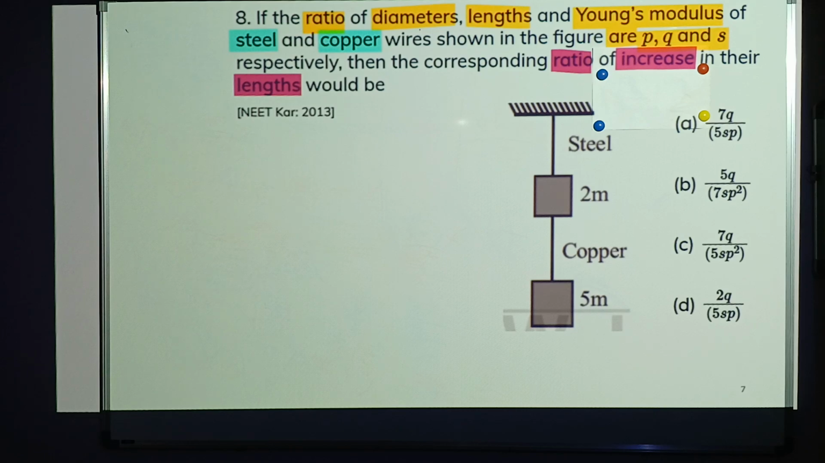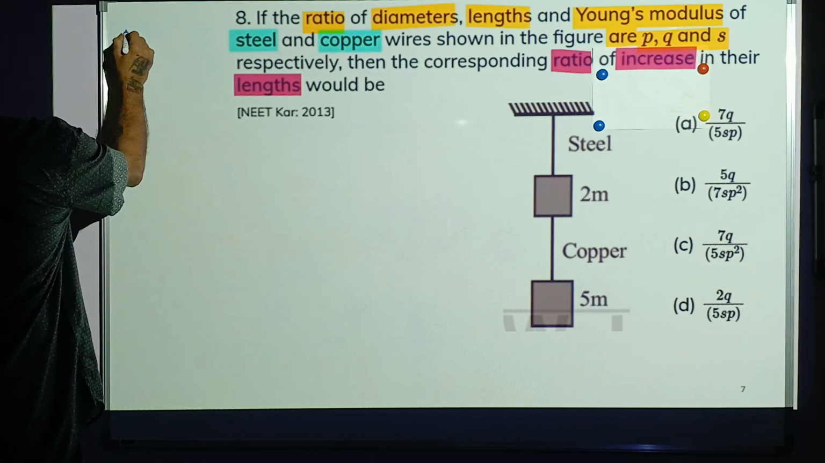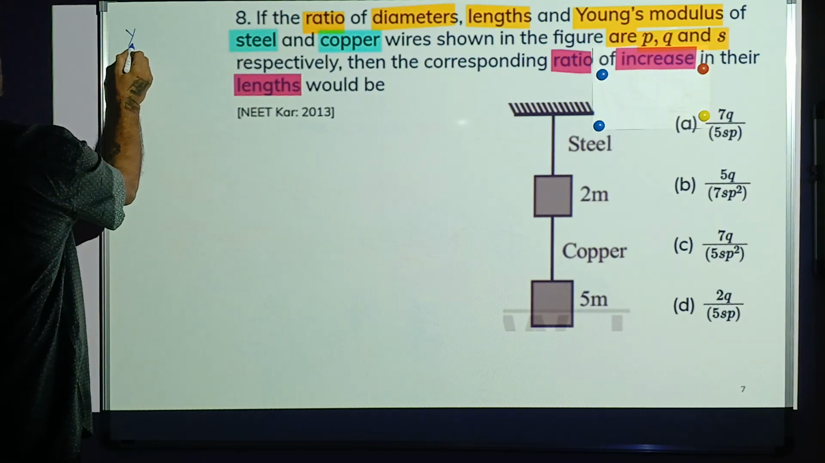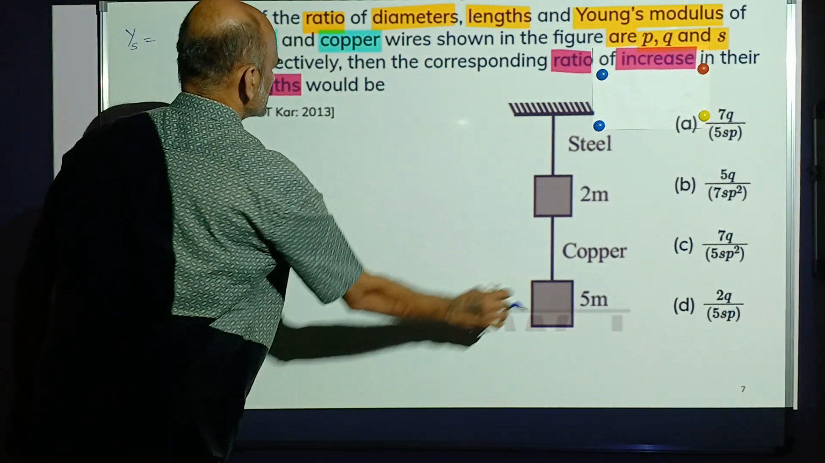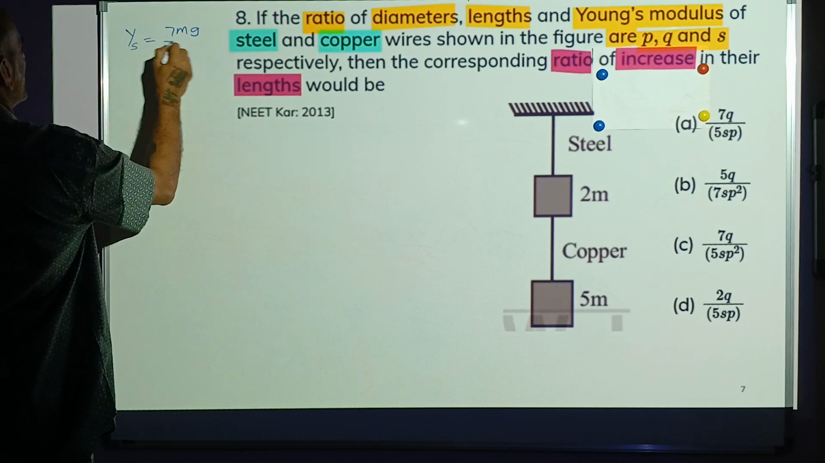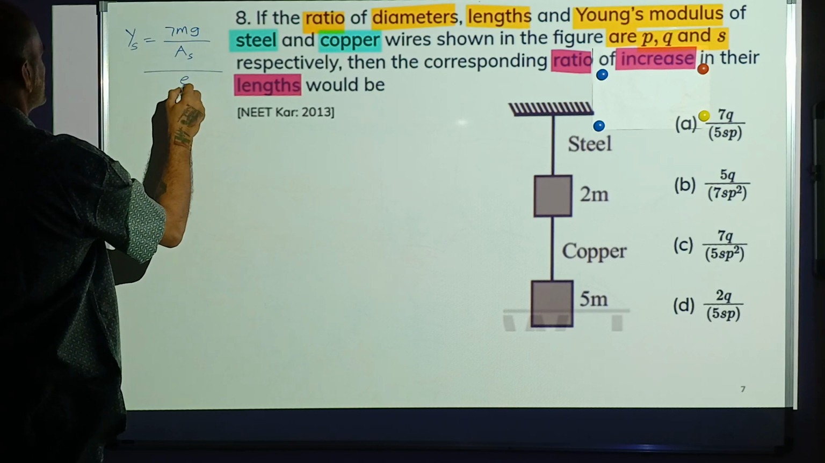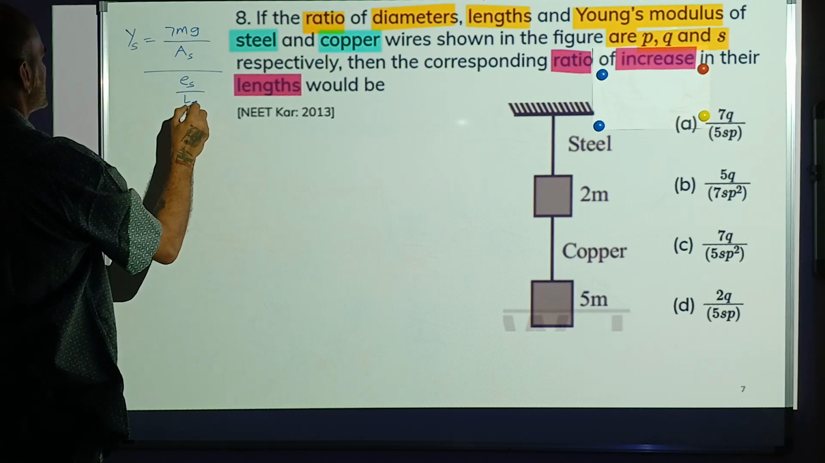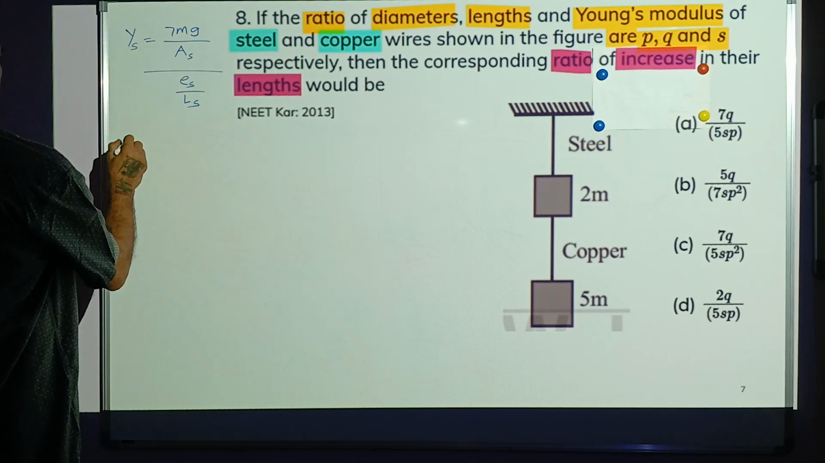You can pause and attempt this question. So Young's modulus of the first one, steel, is stress, which is the force pulling this wire, 7m times g, by the cross-section area of the steel wire, and then the elongation of steel by the length of the steel wire is the strain. For the copper wire, the load is only 5m.